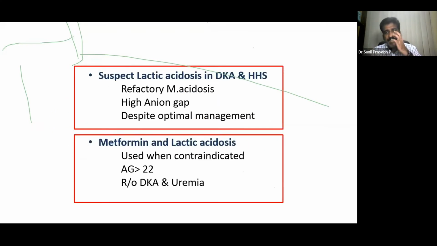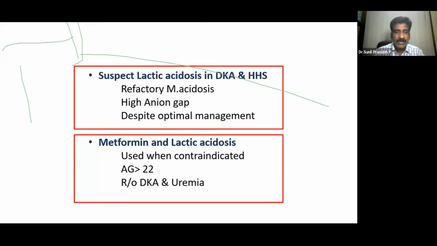Two important aspects which I would like to highlight at this point. During our management in DKA and HHS, despite the optimal fluid therapy and insulin therapy, if there is still a refractory metabolic acidosis with a very high anion gap to the tune of 30, 35, always suspect an associated lactic acidosis in patients with diabetic ketoacidosis and HHS.